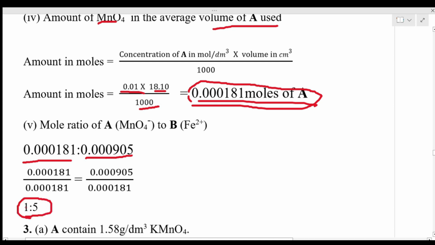If you look at the first question we solved, you discover that the ratio of A to B, oxidizing to reducing agent, is 1:5. But remember, if this kind of question comes out, you don't need to write the equation.